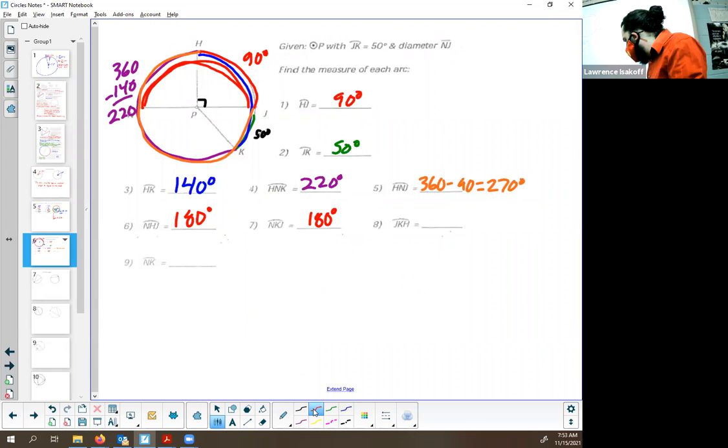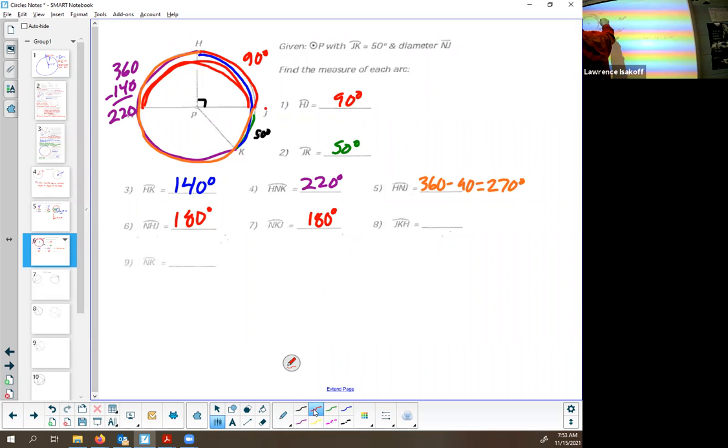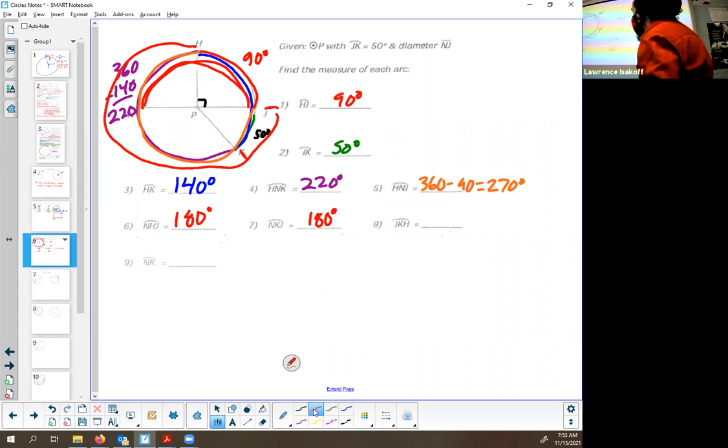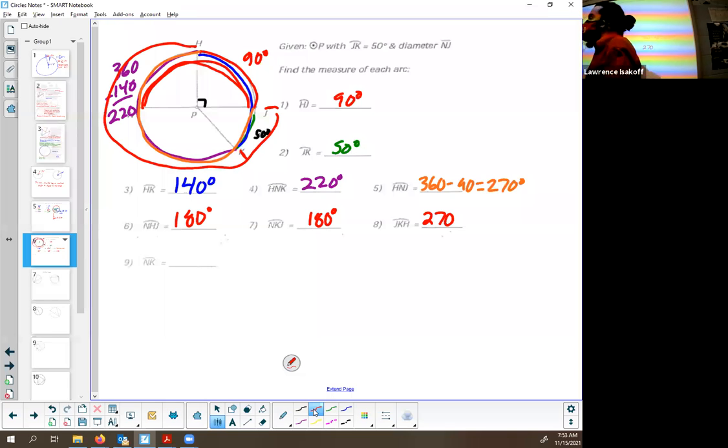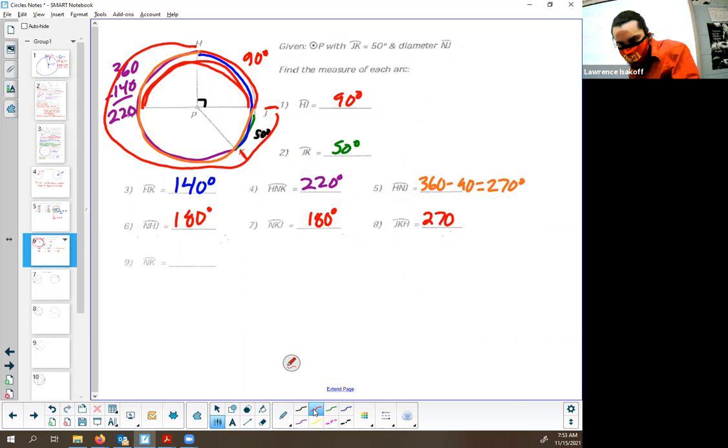Okay, now let's go with, it says J to K all the way around to H. Well, we actually already did that right here. It's just a different direction, but it's still going to be 270. Because for number 5, it said H and J. So this one went counterclockwise, this one went clockwise, but the answer's still the same.